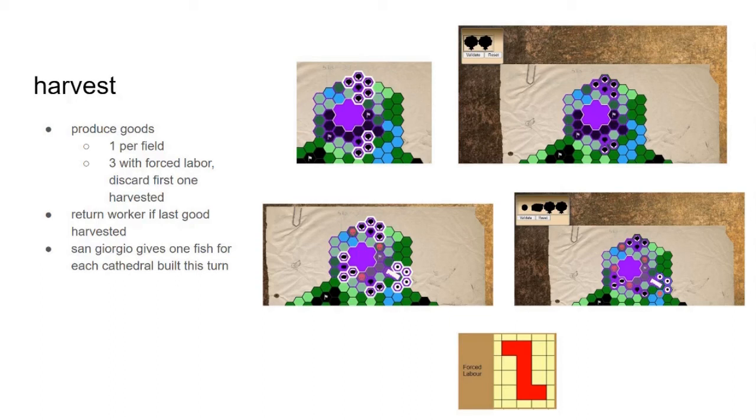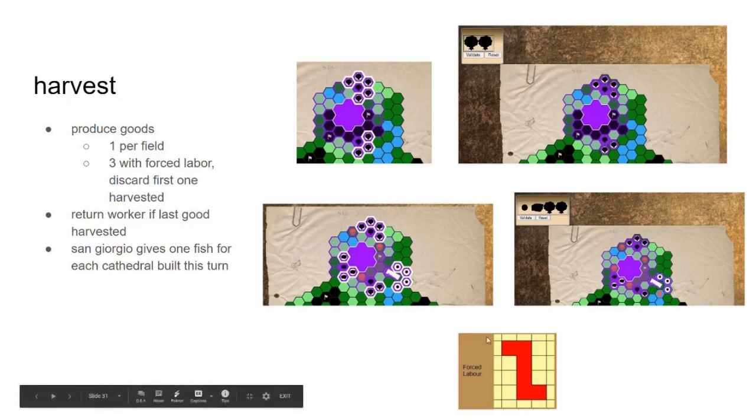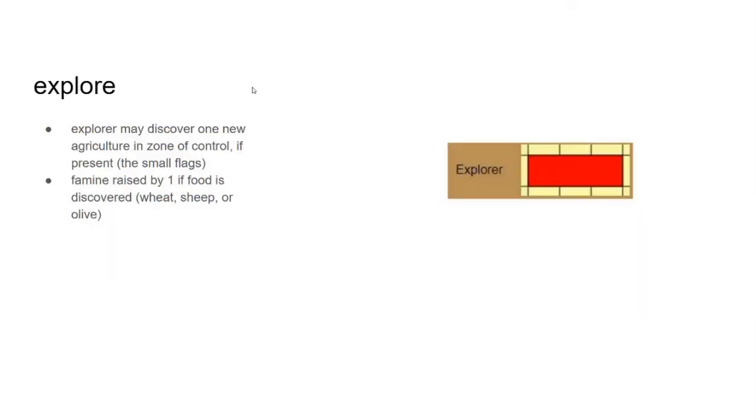Harvest is also when San Giorgio would provide a fish for each cathedral built in that turn. So that's harvesting. We talked about forced labor. Excellent. Okay. Then we would explore.